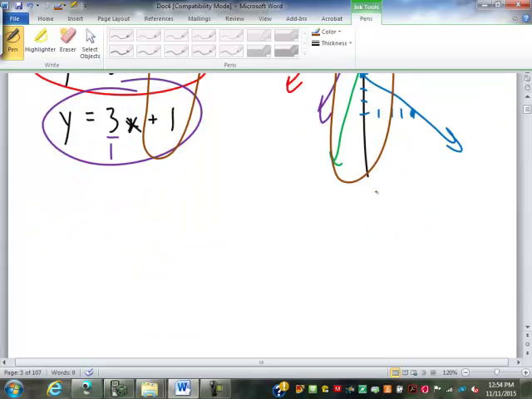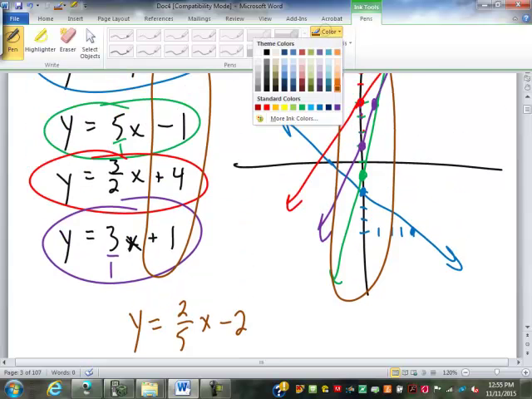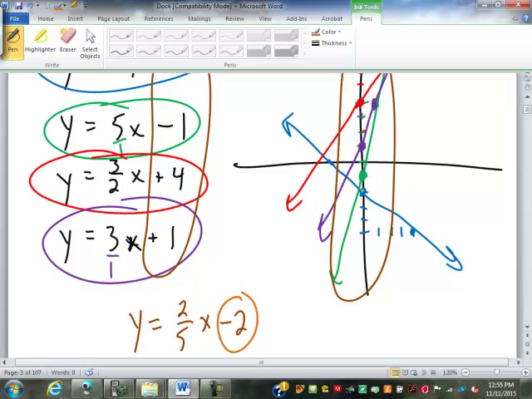So if I have y equals 2/5 x minus 2. That number, minus 2, is where I start. So from here, I go down to negative 2, right there. Then the number that multiplies the x, the top is my rise. So from this point, I go up 1, 2, and then I run the bottom number. So 1, 2, 3, 4, 5, right there. Does that kind of make sense?